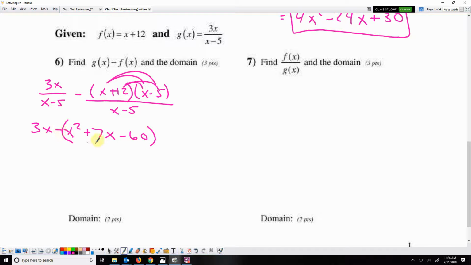Okay, so this negative applies to everything in the parentheses. So we've got a negative x squared. Well, that is all over x minus 5. Then we've got a negative x squared, 3x minus 7x. And negative 60 is positive 60.